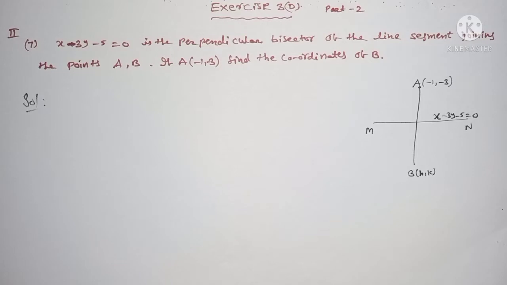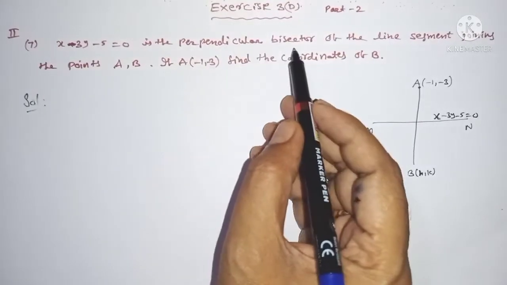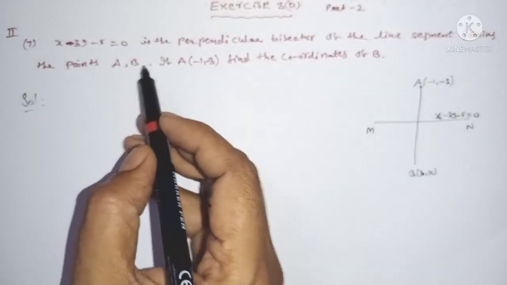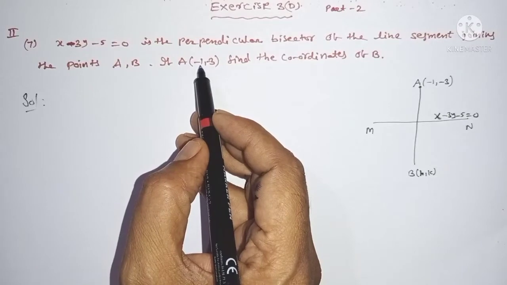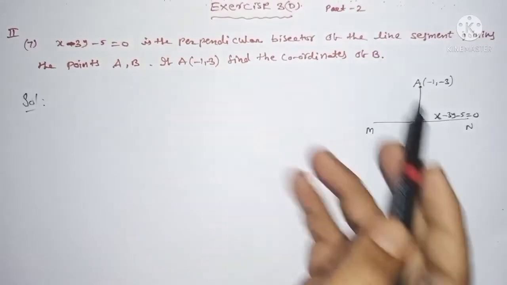Continuation of the straight lines exercise 3D and second Roman. We have completed up to the fifth problem in the previous class. Now we are discussing the continuation of the second Roman. The seventh problem: x minus 3y minus 5 is equal to 0 is the perpendicular bisector of the line segment joining the points A, B. If A is (minus 1, minus 3), find the coordinates of B.